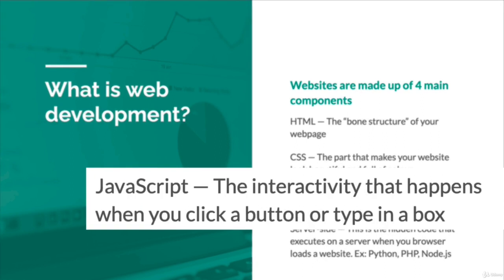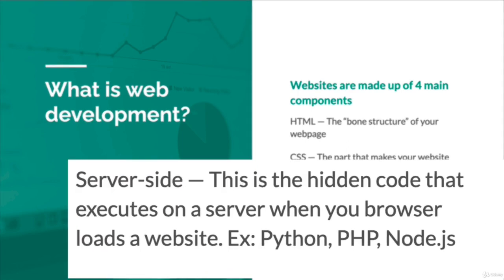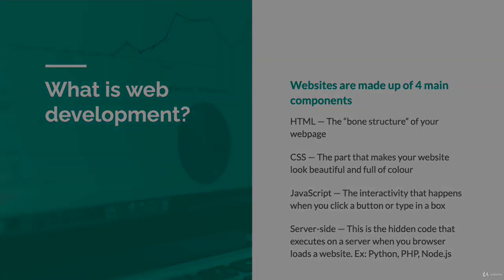And JavaScript is the interactivity that happens when you click a button or you type in a box and something else happens. Some sort of event happens. So whenever you click on something or you type somewhere and you can see things moving around, that's JavaScript. Lastly, we have a server-side component, and this is the hidden code that executes on a server when your browser loads a website. For example, you could use Python or PHP or Node.js.